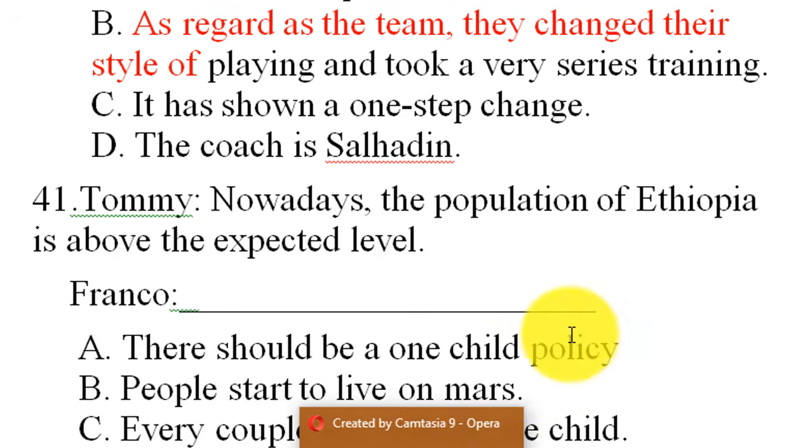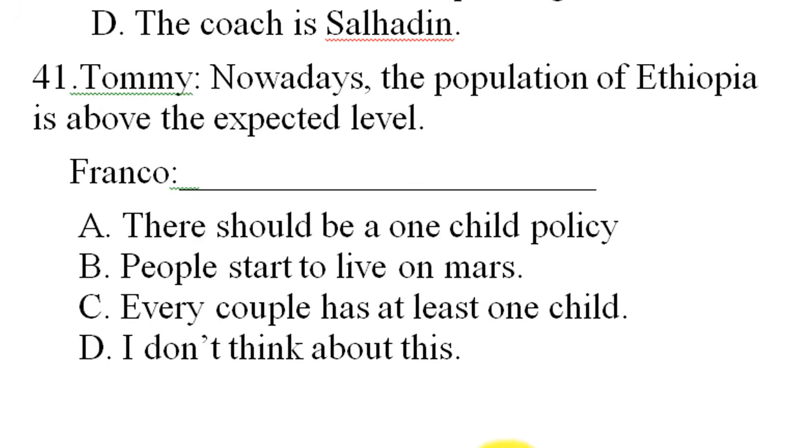Is it possible? People start to live on Mars? No. Every couple has at least one child. I don't think about this.